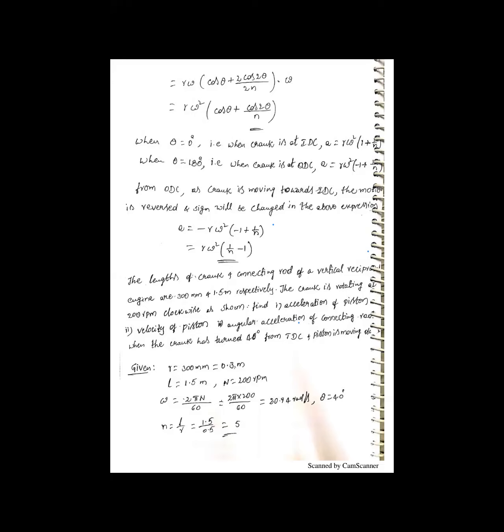What is the n value? n is L by R, the ratio of connecting rod length to crank radius. So 1.5 by, sorry, the radius value is wrong here, it is 0.3. So 1.5 by 0.3 equals 5.